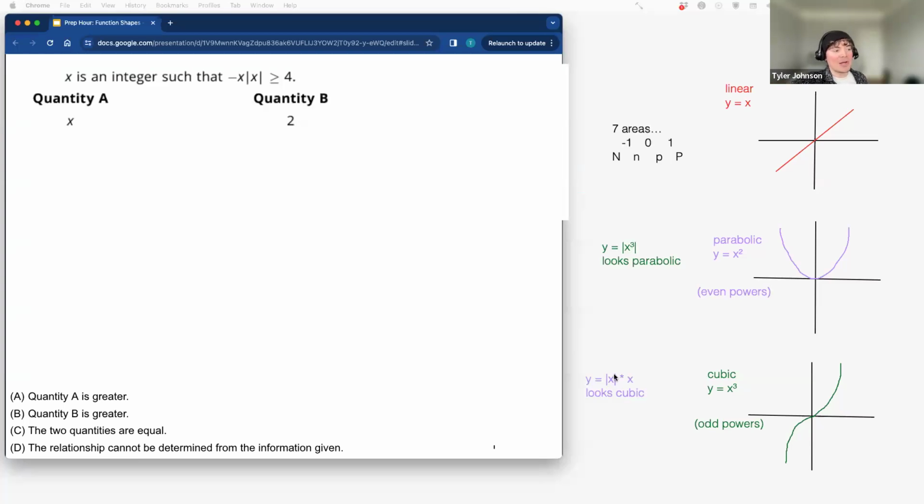So when I have the absolute value of x times x, that's going to look like that cubic shape. But I also have a negative sign here. So that means things are going to get mirrored across that x-axis, and I flip the whole shape vertically. It's going to look something like this.